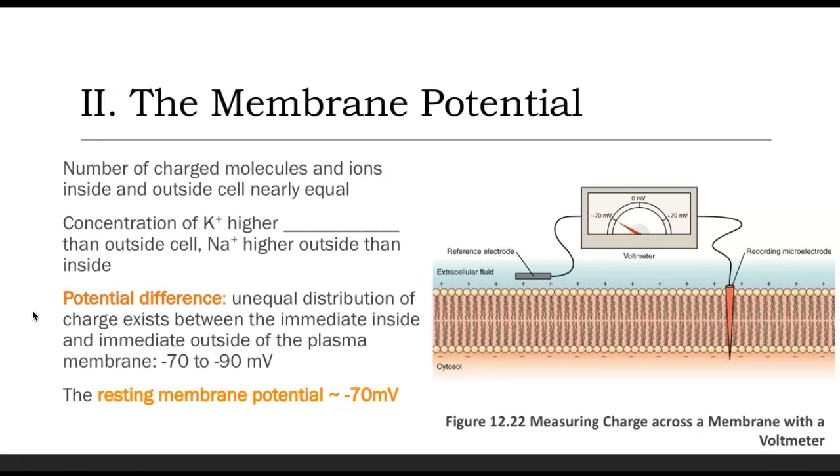We've talked about how the potassium is higher inside the cell, and outside of the cell we have sodium that will be higher. This creates a potential difference, meaning an unequal distribution of charge between the immediate inside of the cell and the immediate outside of the cell. You can see here we've represented this by the plus signs. We're more positive here in our extracellular fluid compared to the inside of the cell. This can be anywhere from -70 millivolts to -90 millivolts, but we say that the resting membrane potential is approximately -70 millivolts.